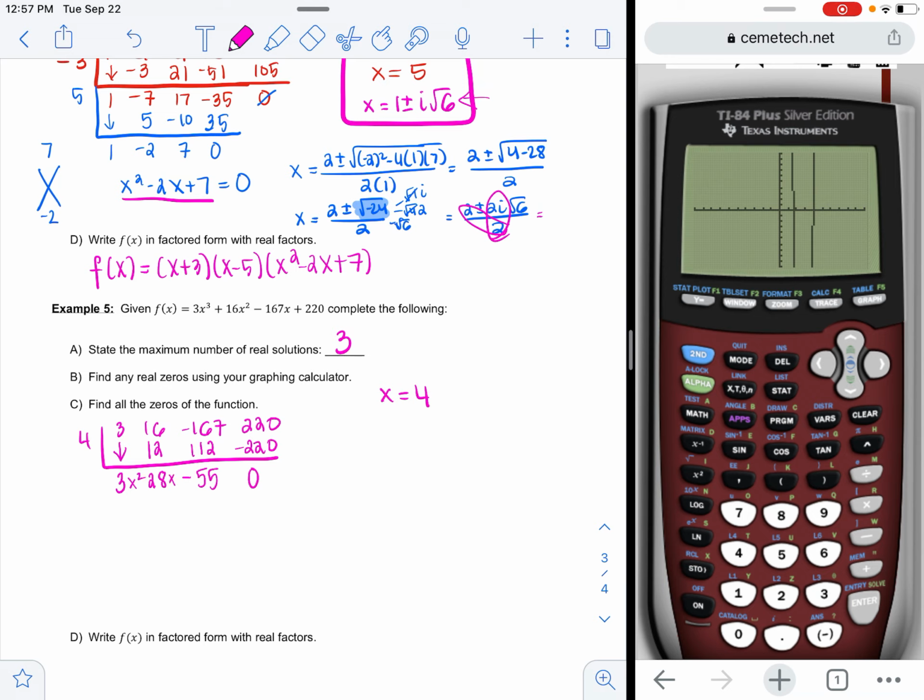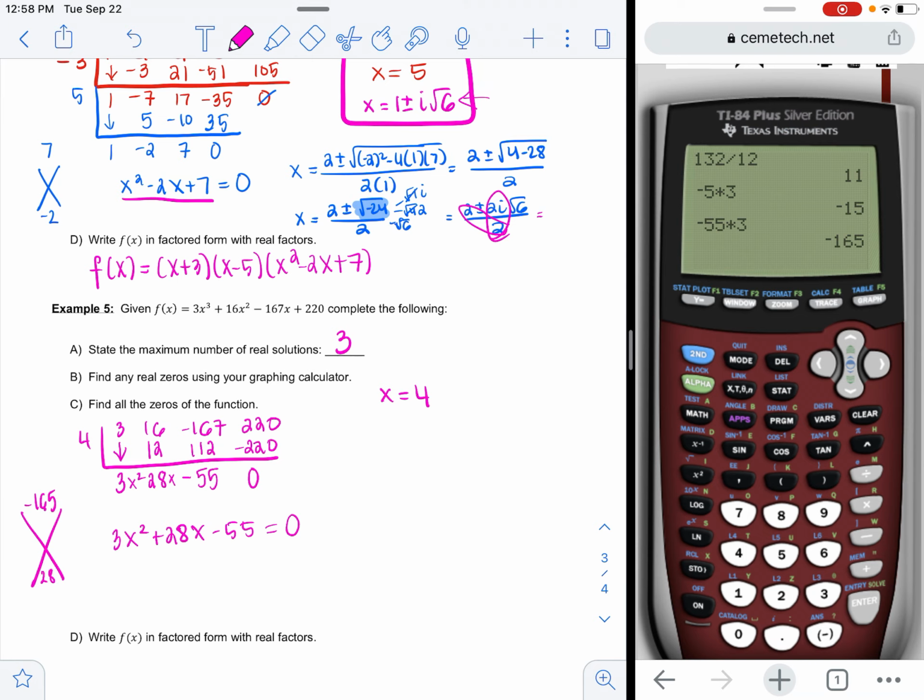Okay, so now I have it down to, remember, this is a quadratic now: 3x squared plus 28x minus 55. All right, so now I have to try to factor this. So I'm going to set it equal to 0 and solve because I want to get my zeros first. Two numbers that multiply to give me negative 55 times 3, which is negative 165, and add to give me 28.